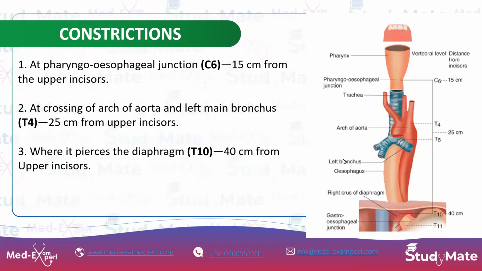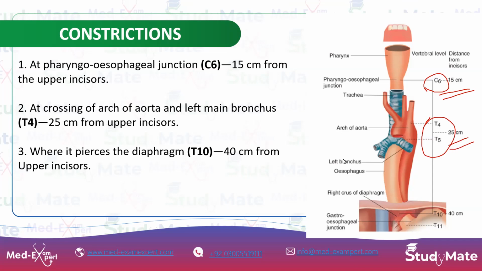So you must remember the first constriction is at the level of C6, which is 15 centimeter from the upper incisors. This is at the pharyngoesophageal junction. Second constriction is at the level of T4, which is approximately 25 centimeter from upper incisors.